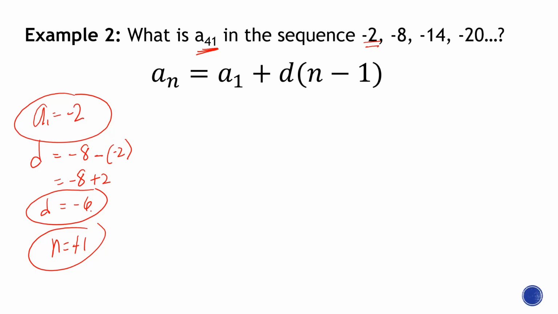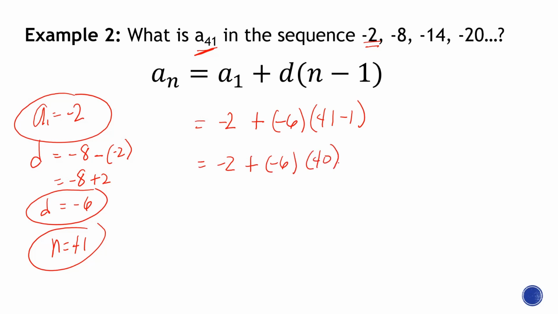Now let's go answer the problem. We have negative 2 plus negative 6 times (41 minus 1). Negative 2 plus negative 6 times 40. Negative 2 plus negative 240. Now, since both are negative, we just need to add these two numbers, and the result is negative 242. This is our 41st term.